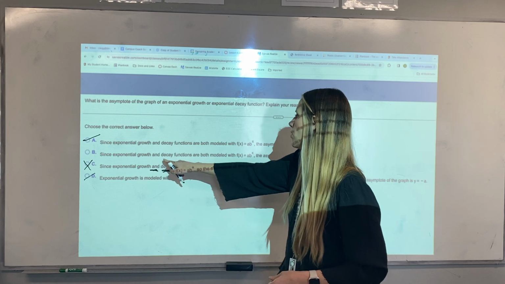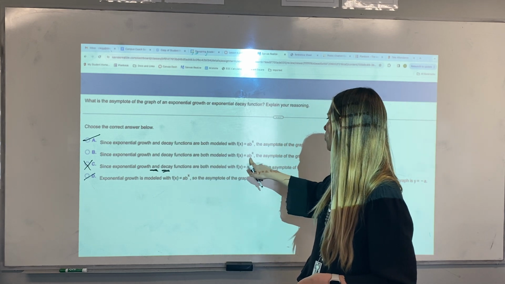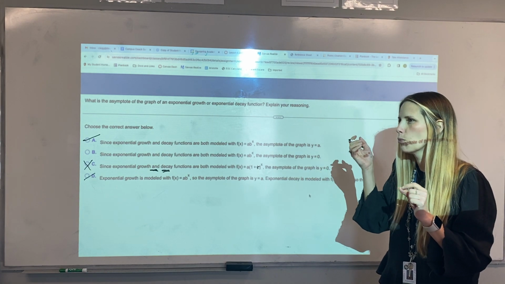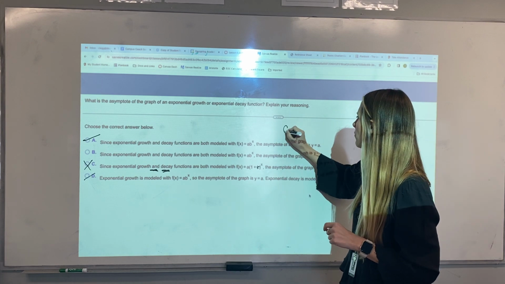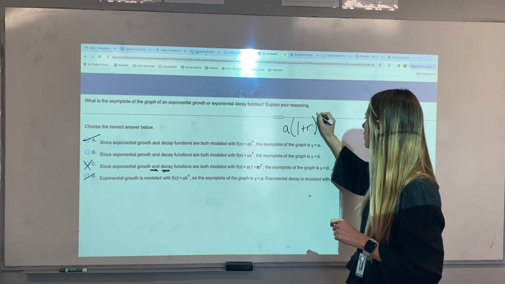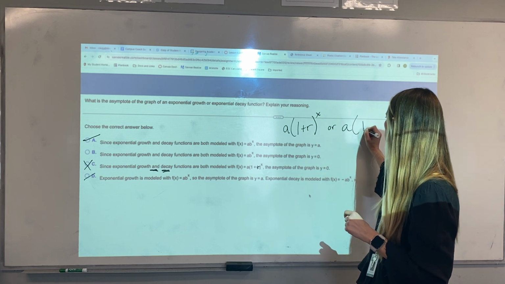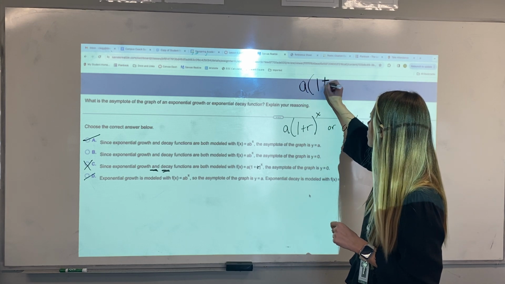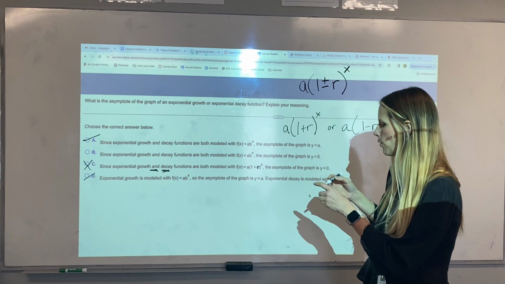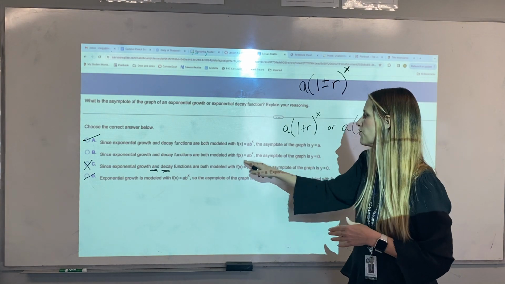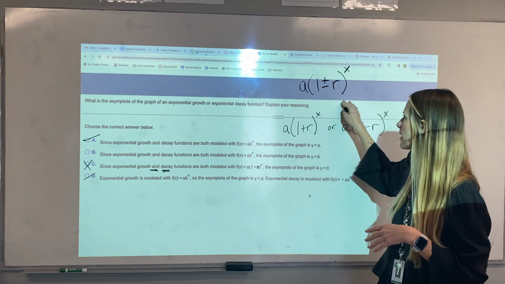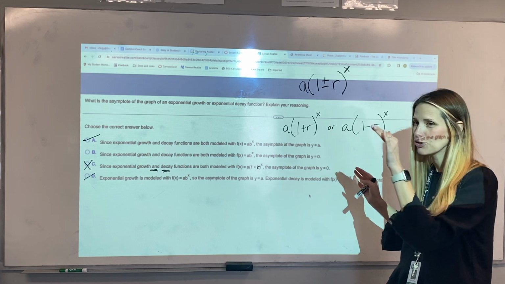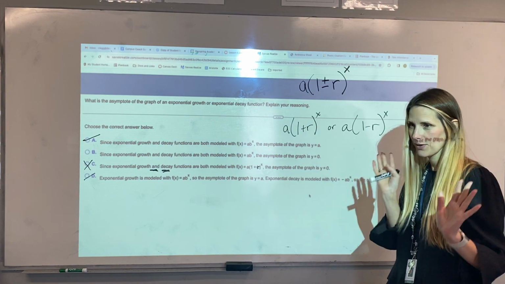And we can say that growth and decay functions are both modeled with this, even though technically their more specific models would be a times 1 plus r to the x power, or a times 1 minus r to the x power. On your EOC reference sheet, it looks like a times 1 plus or minus r to the x power. But we also said that this function does mean the same thing as this. That's just a little more specific. So your answer is, in my case, B. I don't know where it's listed in your answer choices. Okay? Does that make sense?